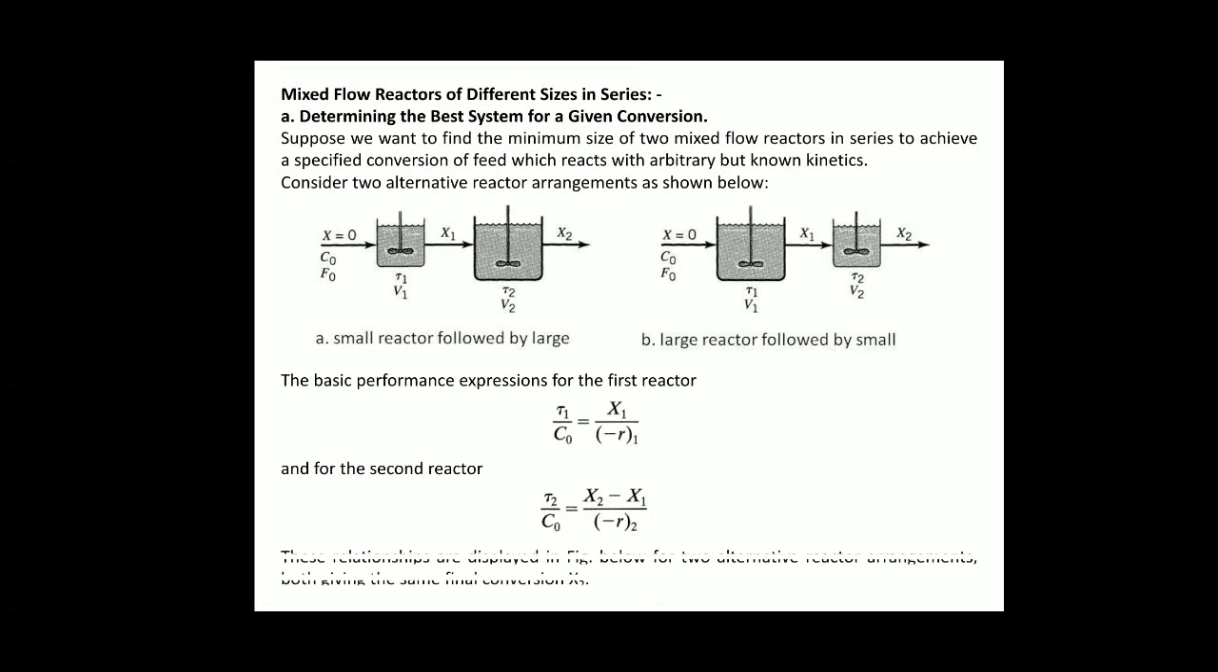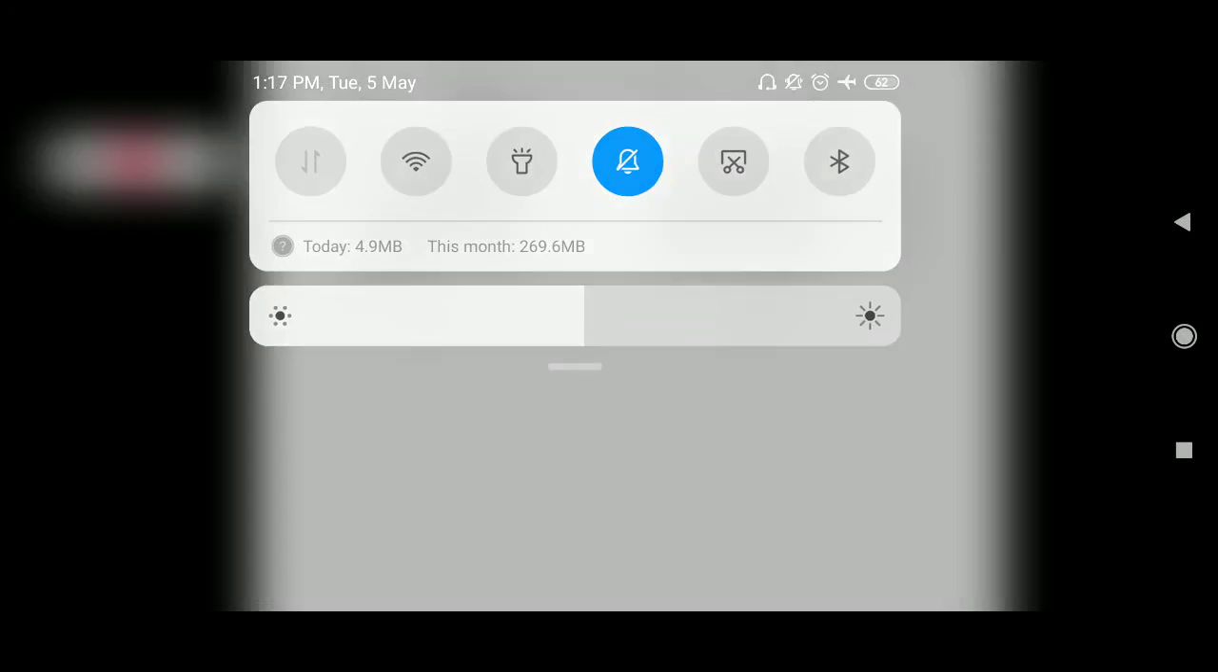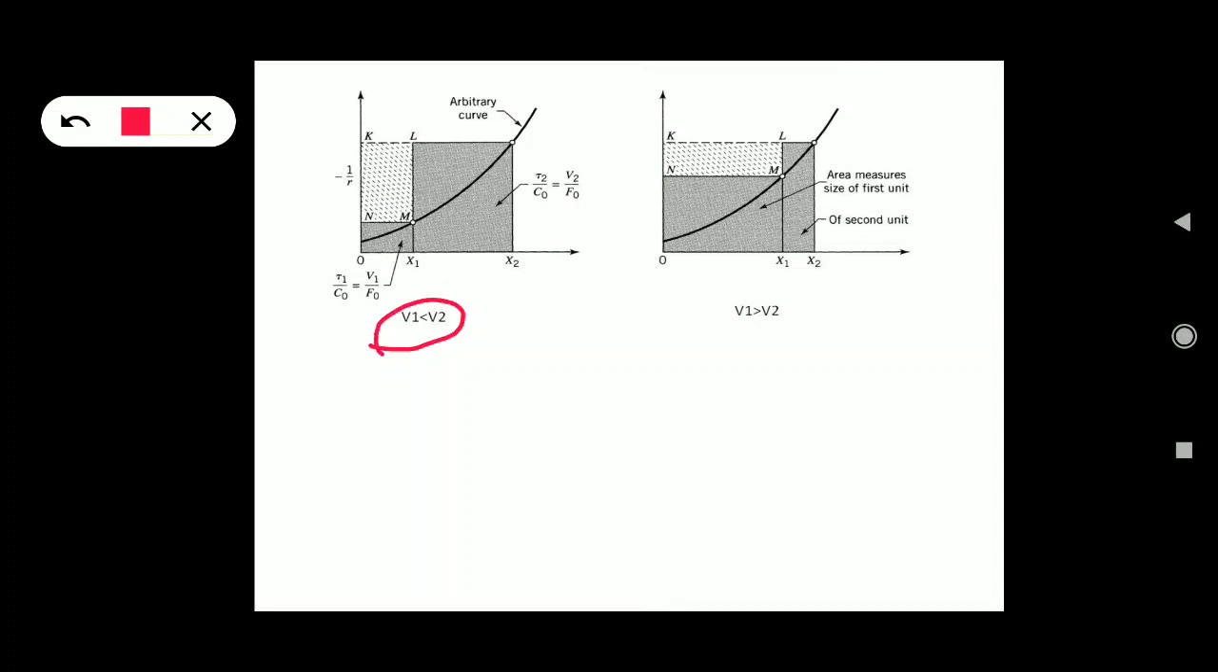Now if we draw the graphs, we will get something like this. Here you can see this is the first system where a small reactor is followed by a large reactor, and this is the second system where a large reactor is followed by a small reactor. In the first system, since it is a small reactor you get less conversion x1, and after that it is followed by a large reactor, so you get more conversion. Similarly here, the large reactor gives more conversion, and then the small reactor gives less conversion.